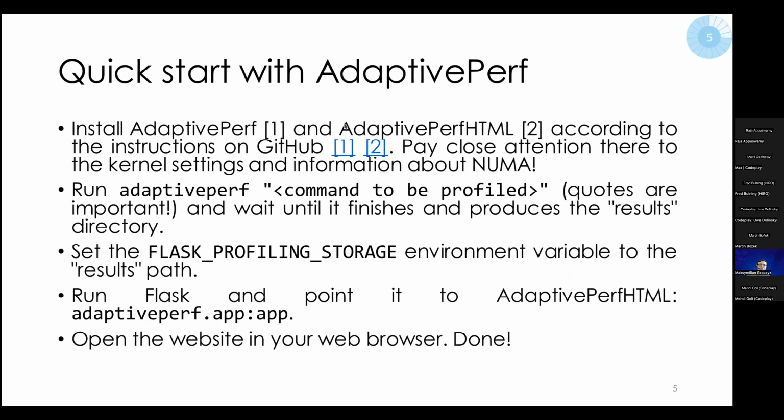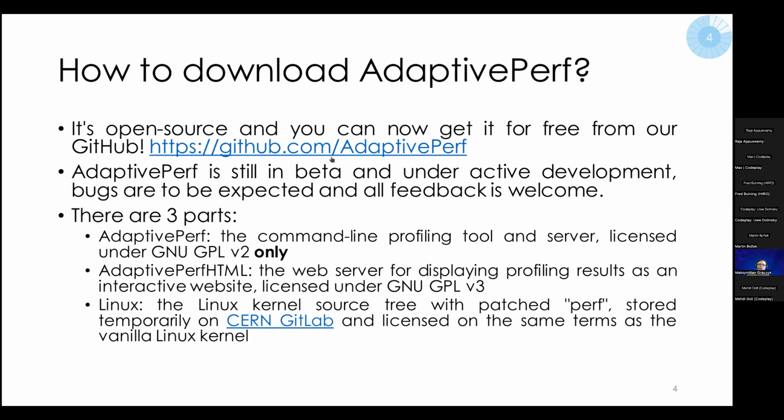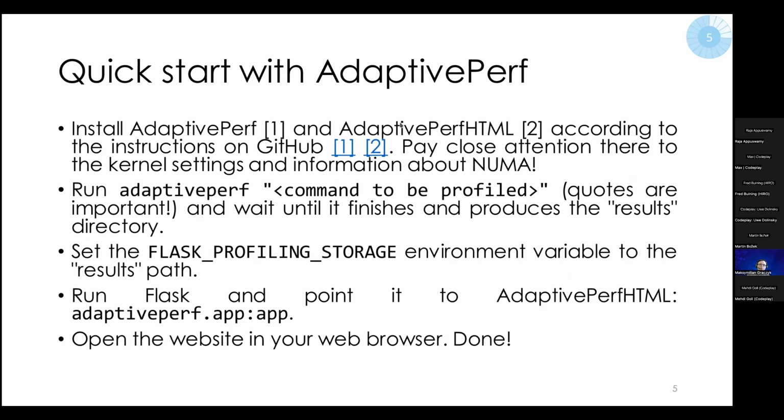As a quick start guide to AdaptivePerf, firstly, you need to install AdaptivePerf and AdaptivePerf HTML according to the instructions we have on GitHub, and the links are also here. I will also upload the slides after the presentation so that you can check these links out. While installing these tools, you need to pay close attention to the kernel settings and information about non-uniform memory access, NUMA in short. And after the installation, you just need to run this command: AdaptivePerf, and the command to be profiled in quotes.